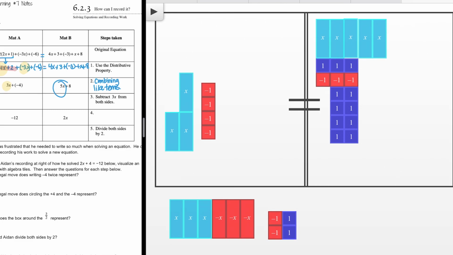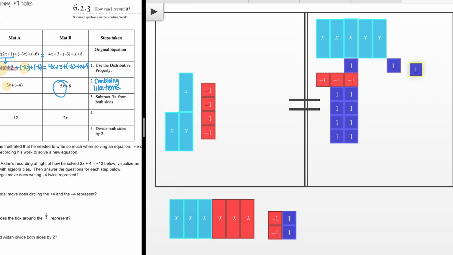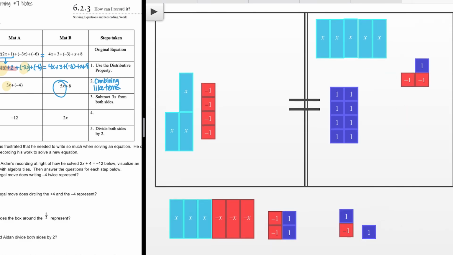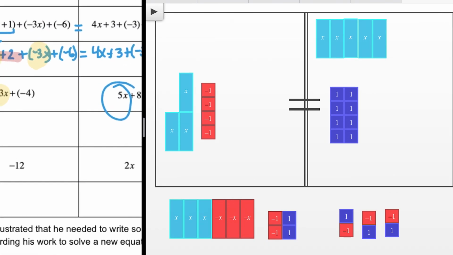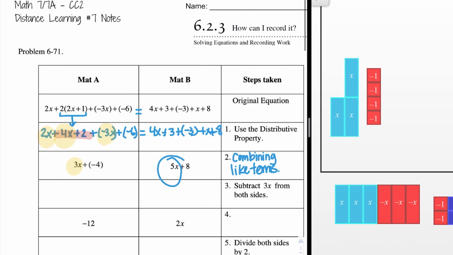And then the 8 ones, it looks like we can make zero pairs right here. Okay, it's not letting me toggle anymore. So I'll go ahead and pull those off one by one. And then we are left with 5x and 8 ones, which is exactly what we have on mat B on your paper, on your notes, okay?